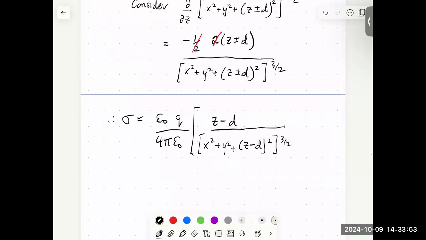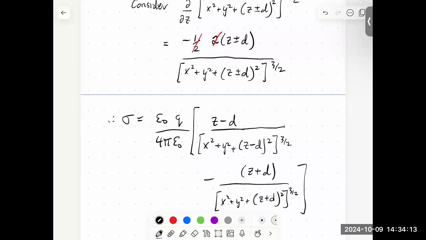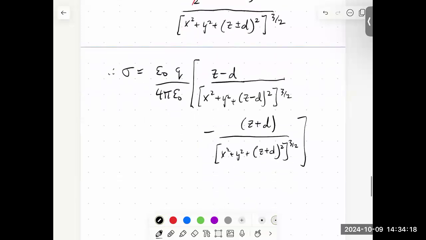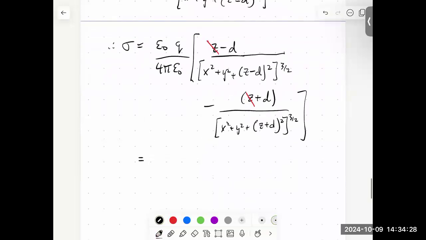There's going to be a bit of writing, but it's actually going to clean up a bit. Then we go minus, and then we have to take the one with the plus sign. x squared plus y squared plus (z plus d) squared to 3/2. Okay, so I think that's sort of what we got there. Well, what's going to happen? We're going to get a z, and we're going to get minus z. Okay. And so this is going to be, what else can we do?